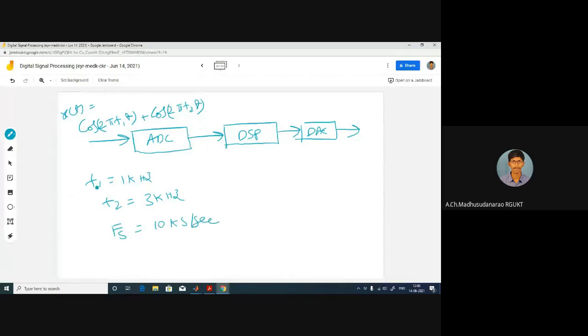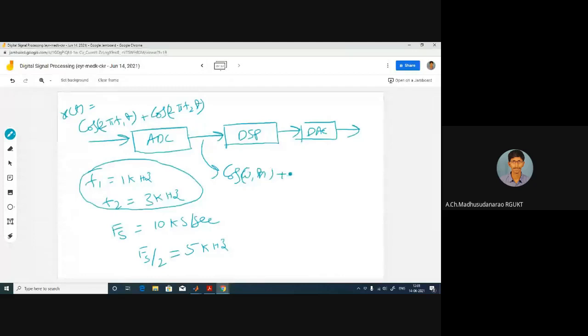Now, are these frequencies allowed or not? Yes, sir, allowed. Less than fs by 2, right? Less than 5 kilohertz. fs by 2 equals 5 kilohertz. Frequencies less than 5 kilohertz are allowed for this. Now there is no issue with this. After ADC, I am going to get cos omega 1 n plus cos omega 2 n.